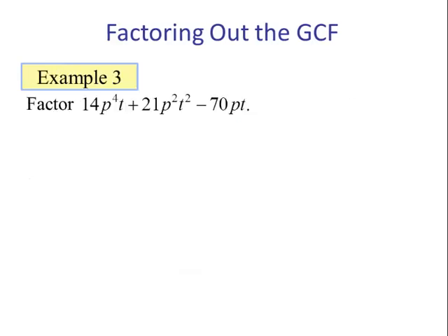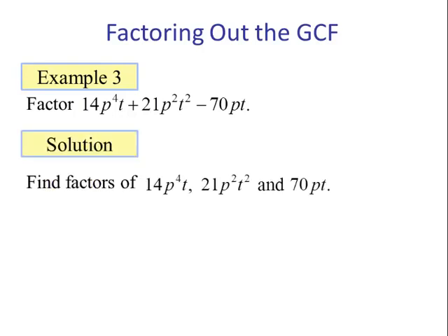Example 3. Factor 14p to the fourth t plus 21p squared t squared minus 70pt. Solution. We first find the factors of all three terms. So 14p to the fourth t becomes this.